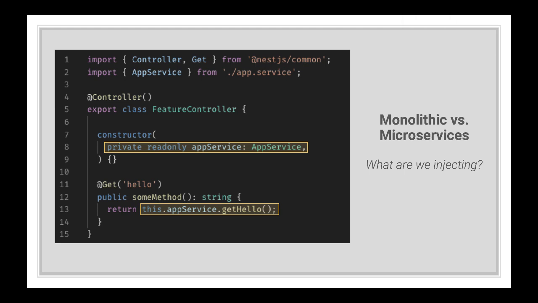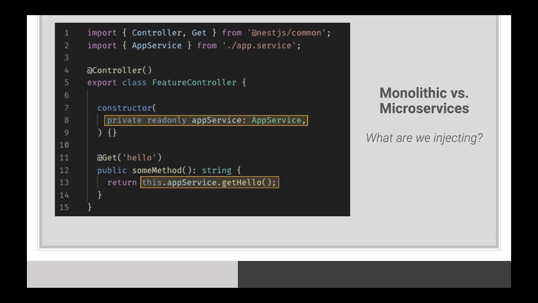In a microservices architecture, instead of injecting a direct reference to the service logic itself, what we're actually injecting is a microservices client that knows how to contact the appropriate service and get a result. This client will be configured to use one of several transports to contact the required service. For the most part, what transport you use doesn't really matter. It's just important that the client and the microservices server be configured to use the same one. So let's talk a little bit more about transports.